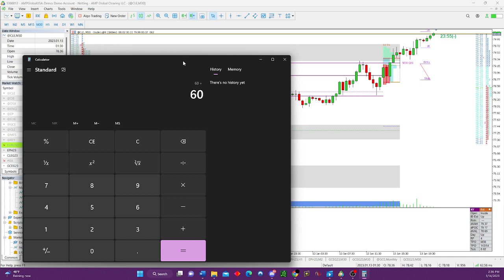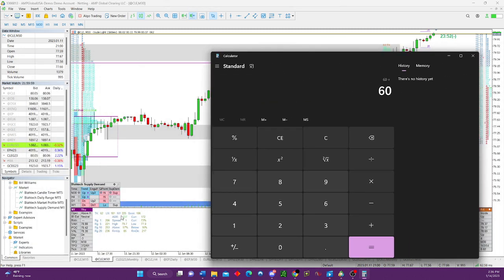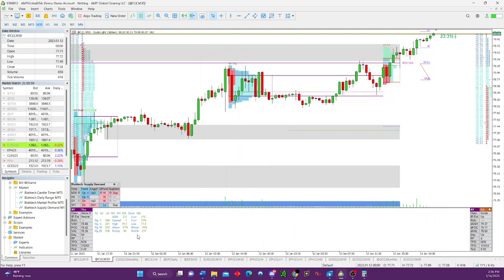So 60 ticks, initial balance range, divided by your ADR, which is 225 ticks, gives you only 26%. That is under 2/3, which is considered a small initial balance. So check, ADR is not exhausted yet. It is at 56%, and we have a small initial balance. Those are two check marks for me to look for a long opportunity in this trade.